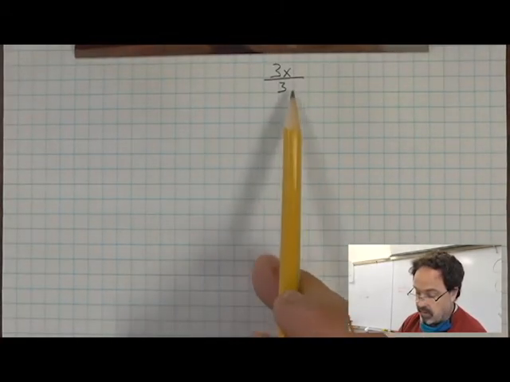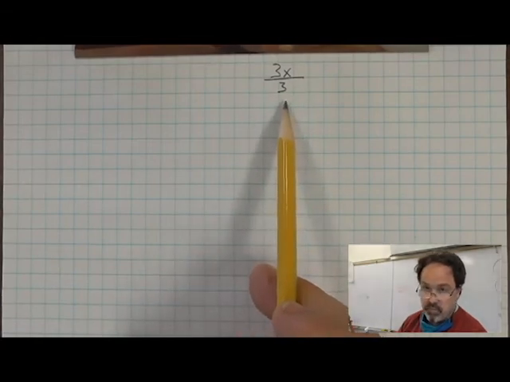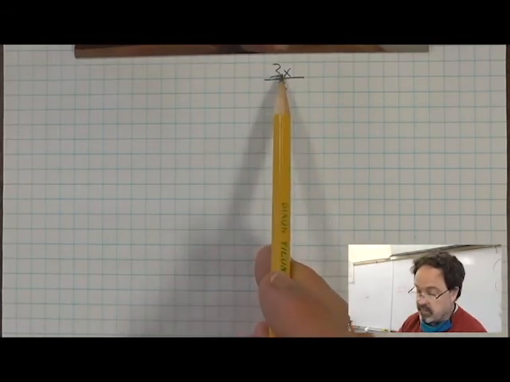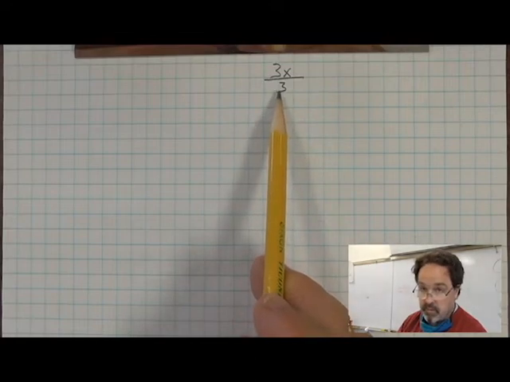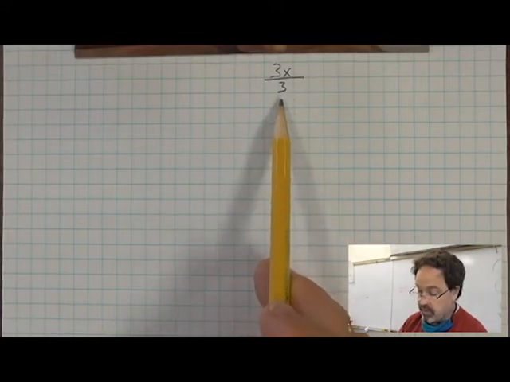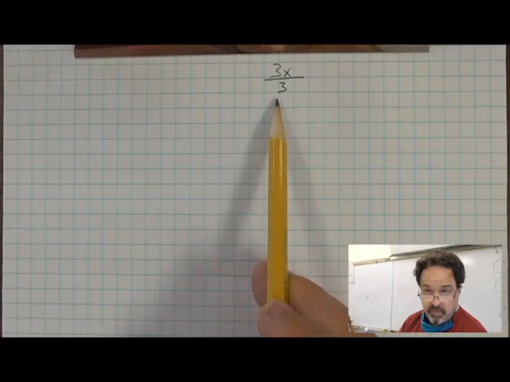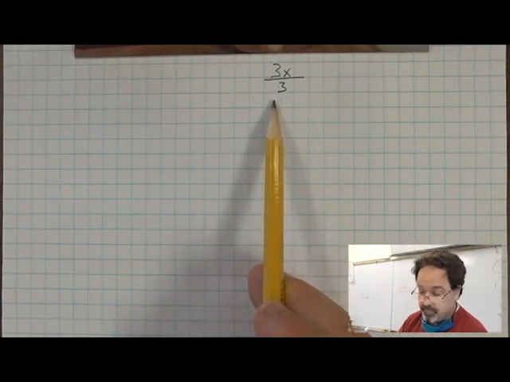I want to talk about canceling, something that many people can do without understanding completely why it can be done or how it's done or what's happening to justify the canceling. So I've written a fraction here. You can also call it a quotient. It has 3x in the numerator and a 3 in the denominator. And many of you, I'm sure, can see that the 3's can be canceled. But what exactly is happening to the 3's when they get canceled?